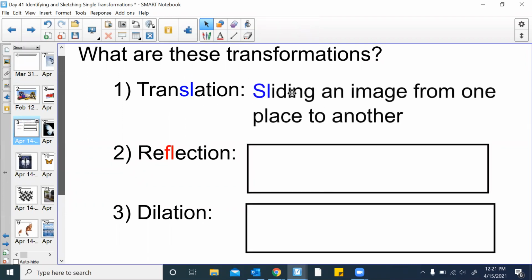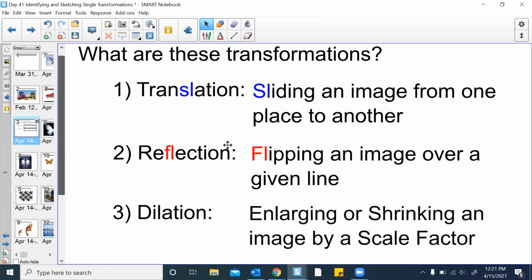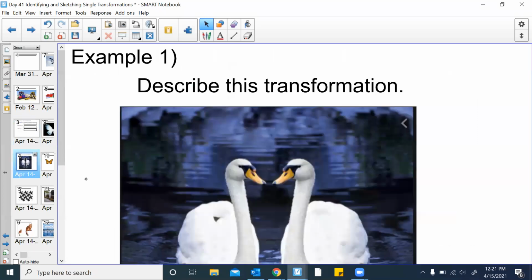Translation is sliding an image from one place to another. Reflection is flipping an image over a given line, and dilation is enlarging or shrinking an image by a scale factor. So we'll go through a couple of these.